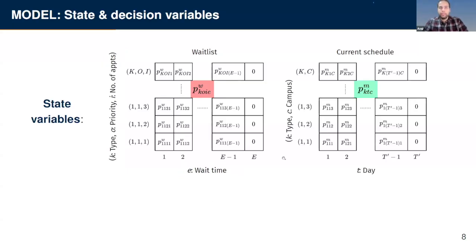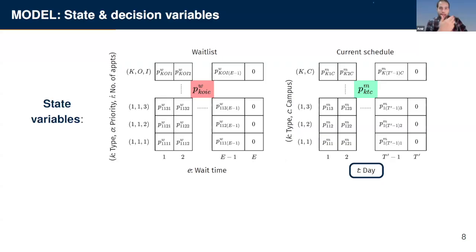The second component is for the current schedule. So we have to make sure how much capacity we have utilized, so effectively we can plan for the future patients, right? We have limited capacity, and we have to keep track of that as well. So again, we have a non-negative integer variable where we're capturing the number of patients of a specific type allocated to a specific campus on a specific day.